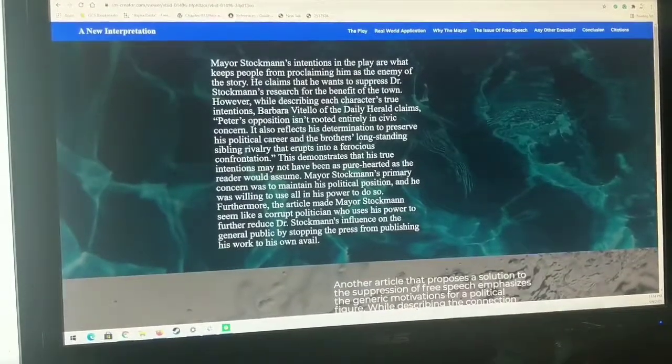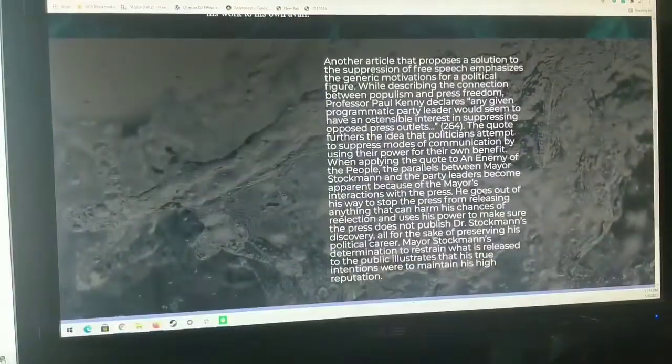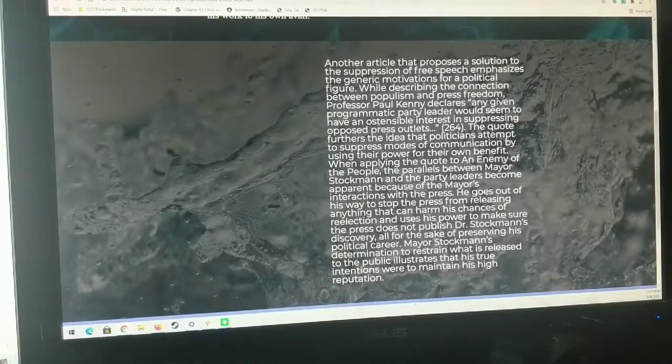Mayor Stockman's primary concern was maintaining his political position, and he was willing to use all the power to do so. While describing the connection between populism and press freedom, Professor Paul Kinney declares, "Any given programmatic party leader would seem to have an ostensible interest in suppressing opposed press outlets."